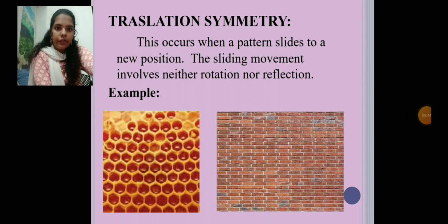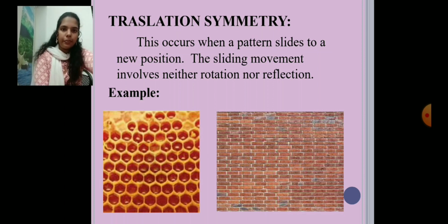Translation example. In this example we can see honey hives, isn't it? In that web of honey hives, the same pattern is repeating and keeps on giving a new position. The second example, bricks. They are arranging the bricks stepwise and it keeps in a new position, keeps on repeating. Translation symmetry occurs when a pattern slides to a new position. The sliding movement involves neither rotation nor reflection. This is the fourth type.